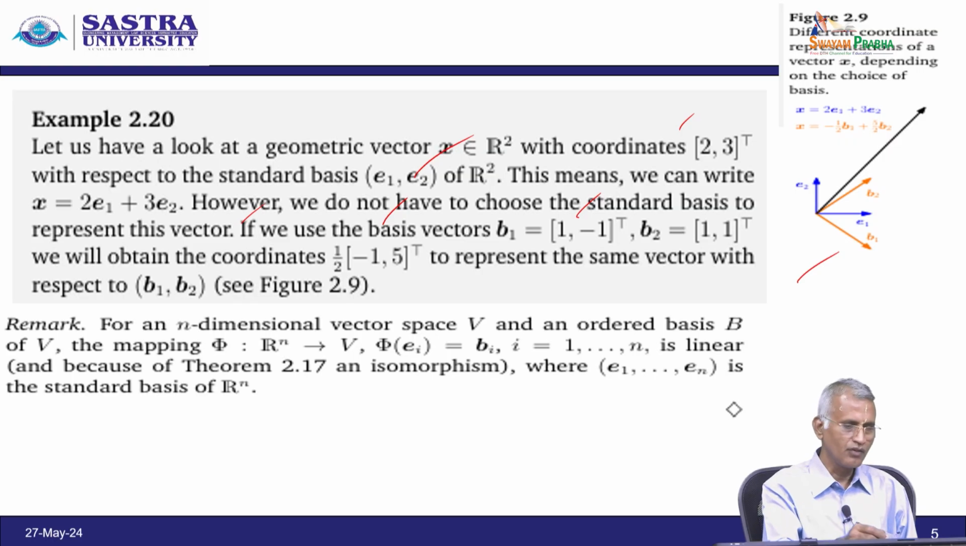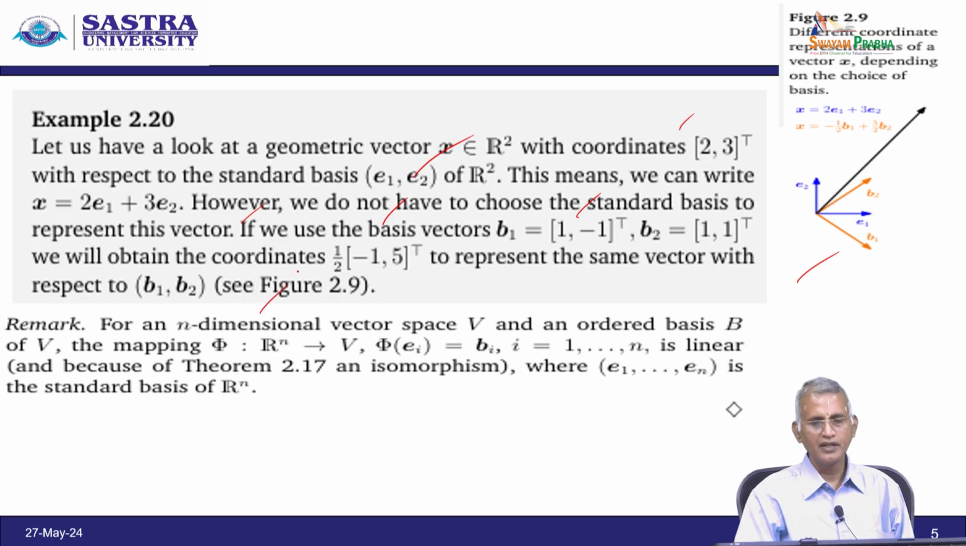Note, for an n dimensional vector space V and ordered basis B of V, the mapping phi such that R power n to V, where phi of ei equal to bi, where i equals 1 to n, is linear, and it is an isomorphism according to the theorem, where e1, e2 and so on are the standard basis of R power n.